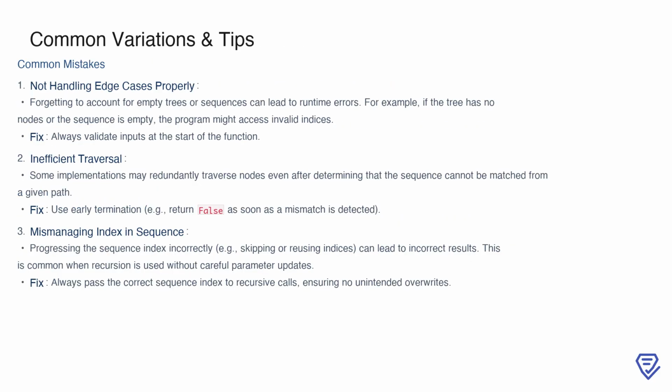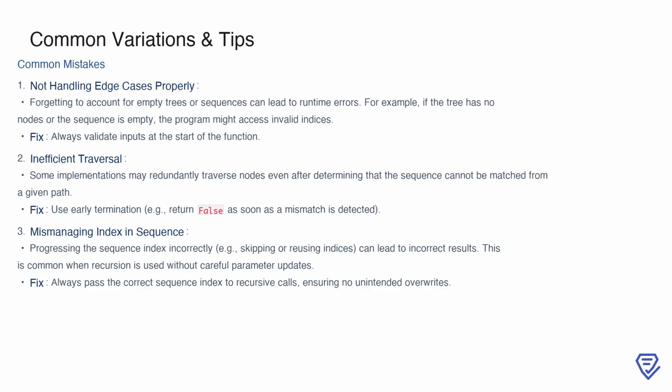When solving this problem, there are a few common mistakes to watch out for. First, not handling edge cases properly can lead to runtime errors. For instance, if either the tree is empty or the sequence is empty, the program might try to access invalid indices. To avoid this, always validate your inputs at the start of the function. Another mistake is inefficient traversal, where nodes are redundantly visited even when it's already clear that the sequence cannot match from a given path. To fix this, implement early termination by returning false as soon as you detect a mismatch.